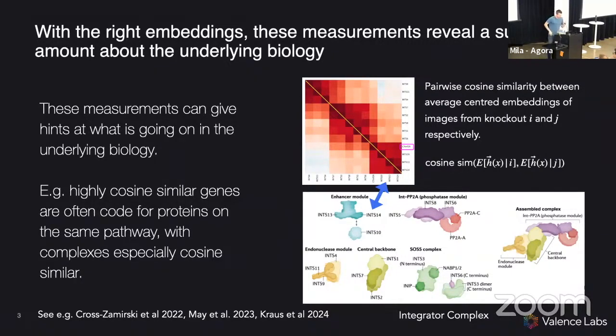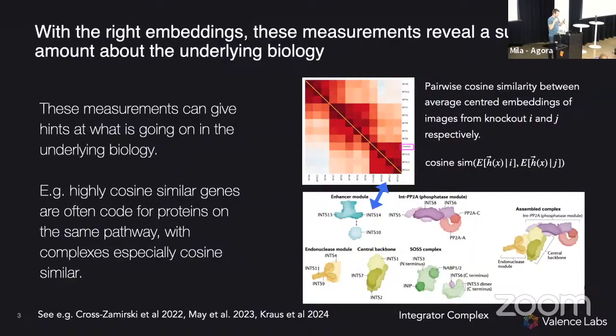First, to motivate what I mean by information rich, I find this kind of fascinating that if you choose the right embedding of these measurements, you can get surprising amounts of information about the underlying biology. So in particular, if you take cosine similarities between embeddings with a really large model, and you look at the cosine similarities between genes on the same pathway, you'll find that they tend to be highly cosine similar. And this is maybe obvious in retrospect, but I found this surprising when I first saw it.